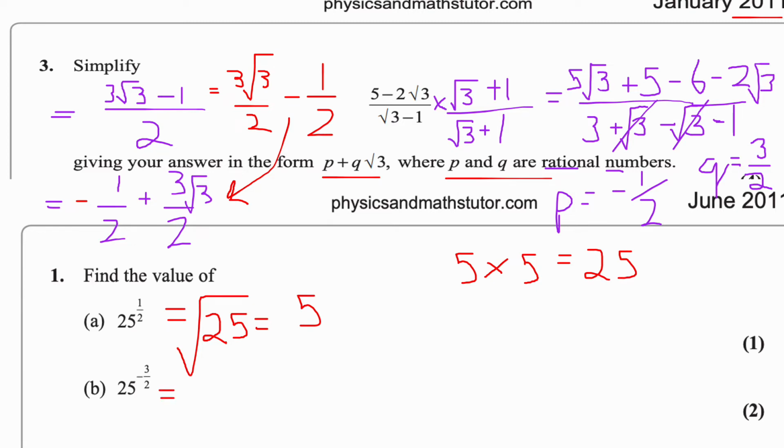25 to the power of minus 3 halves. Well, the minus does the reciprocal. So it's 1 over 25 to the power of 3 halves.